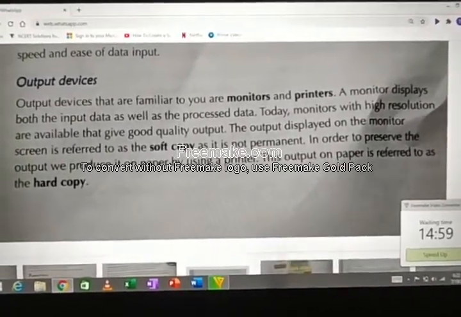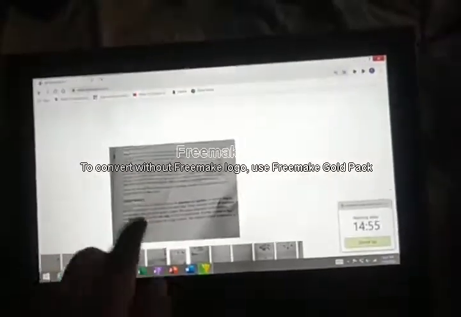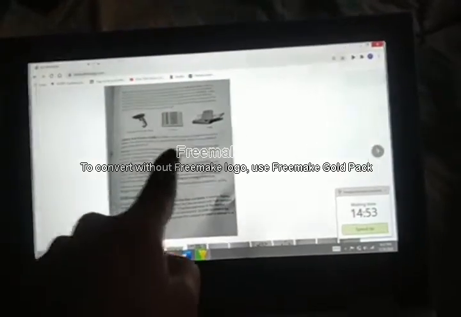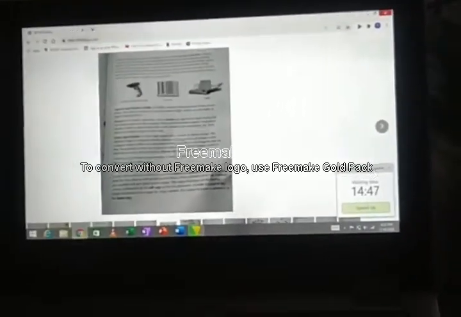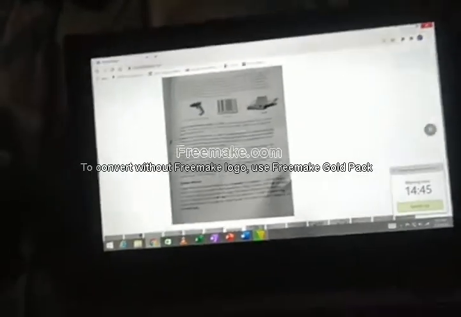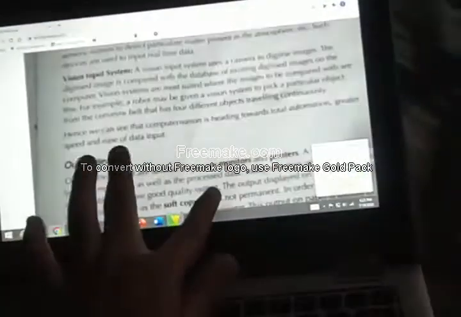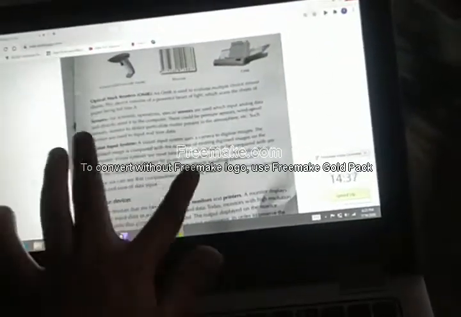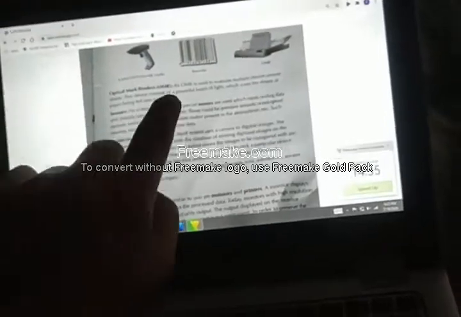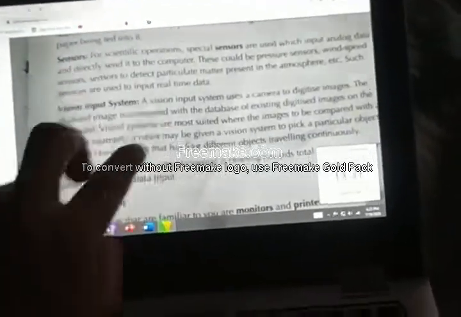The output displayed on the monitor screen is referred to as soft copy. But the computer book you have in your hand now, what is that copy? That is hard copy, which you can touch and feel. This is soft copy. I can't touch that one, I can't feel that one. I can touch this screen only, I can't touch the letters over there. That's it. This is soft copy, that is hard copy.